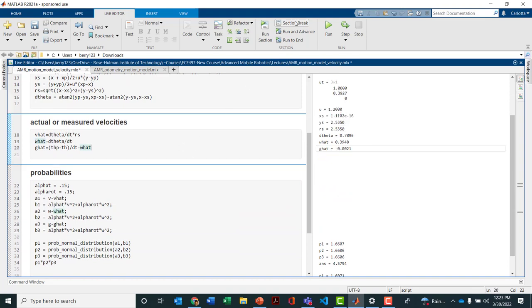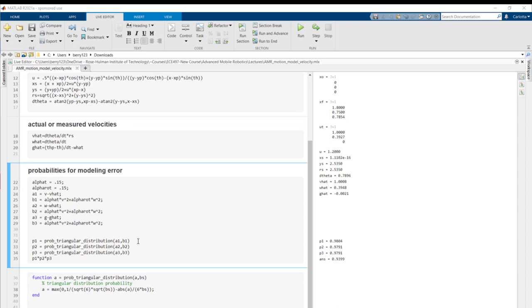Then if I run the section on the next part, then I will get v hat, omega hat, and gamma hat. So I get that the linear velocity is 1, that the angular velocity is 0.3948, and gamma hat is negative 0.0021.